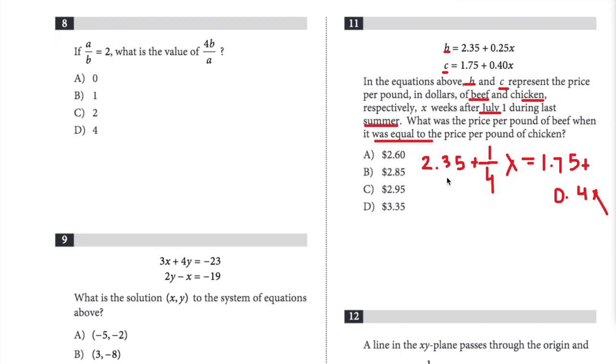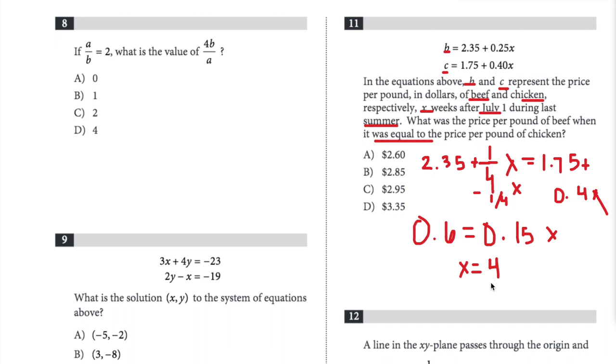That's basically it. So we'd have to first do 2.35 minus 1.75. So I'm going to do that first. And when I do that, I get 0.6. And then I do the same thing, except I would have to subtract this now from both sides. 1/4 x, so that means 0.25 minus 0.4, which is basically 0.15x. Okay, and now I'm going to get that x equals 4. But that's basically saying how many weeks after July. So when it's 4 weeks, but we're not done.